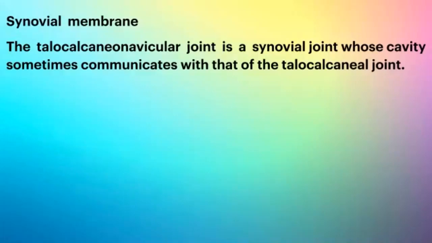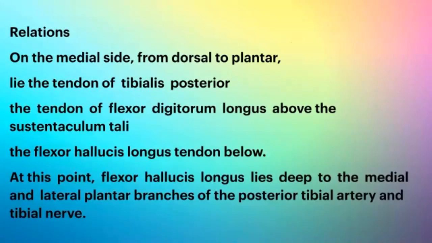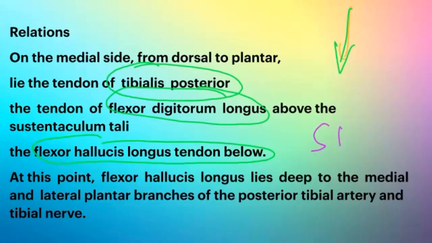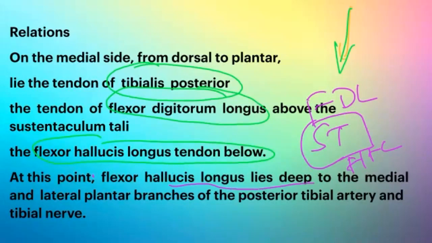Synovial membrane, which is a synovial joint whose cavity is sometimes continuous with that of the talocalcaneal joint, right? On the medial side, from dorsal to plantar, that means from above, tibialis posterior, FDL above the sustentaculum tali, and flexor hallucis tendon below the sustentaculum tali, ST, okay. So above the sustentaculum tali is FDL, below is FHL. At this point, remember, flexor hallucis longus lies deep to the medial and lateral plantar branches of the posterior tibial artery and tibial nerve. Remember that, okay.